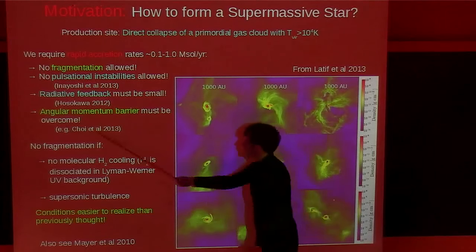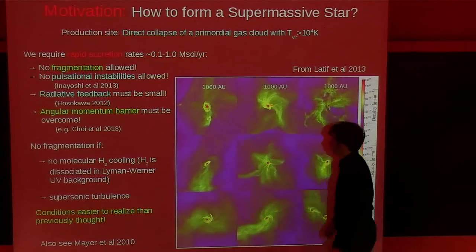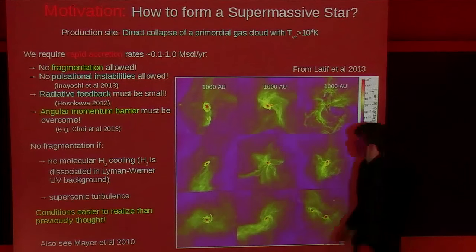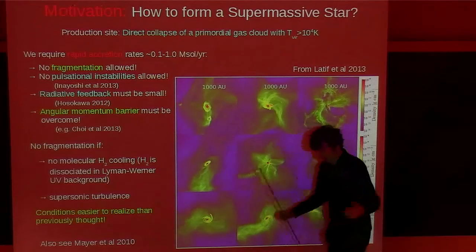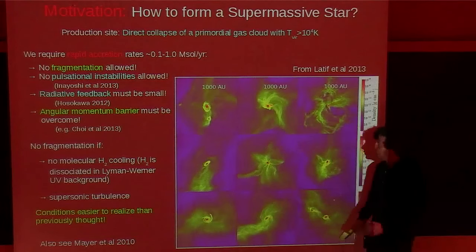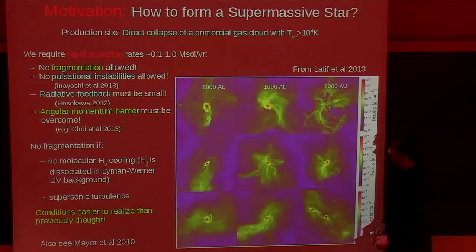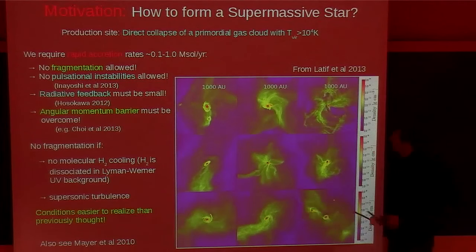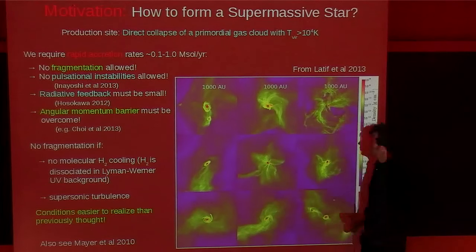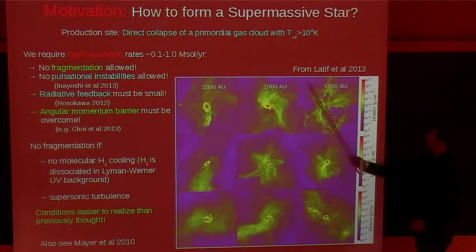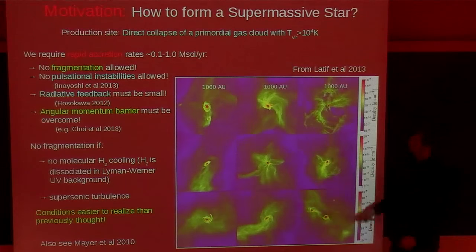The same also for Choi et al. in 2013, they demonstrate that it's possible to overcome the angular momentum barrier via gravitational torques, the so-called bar-within-bars mechanism. And it looks like you're able to form a supermassive object at the center of the direct collapse of a primordial gas cloud.